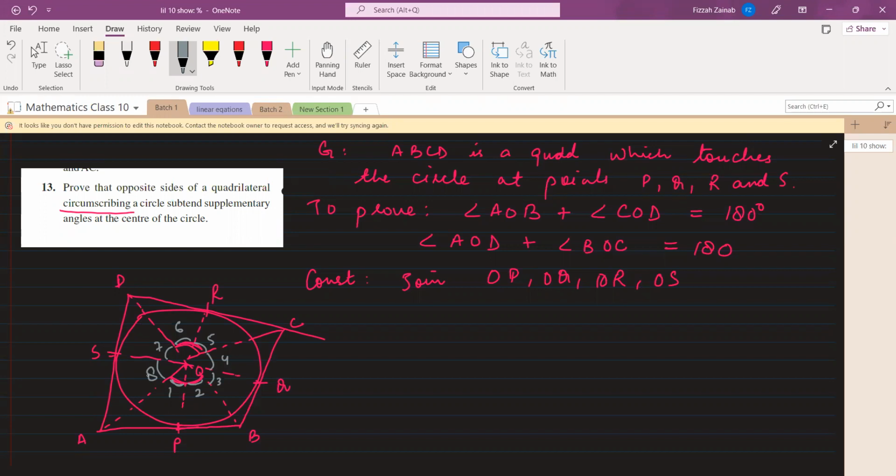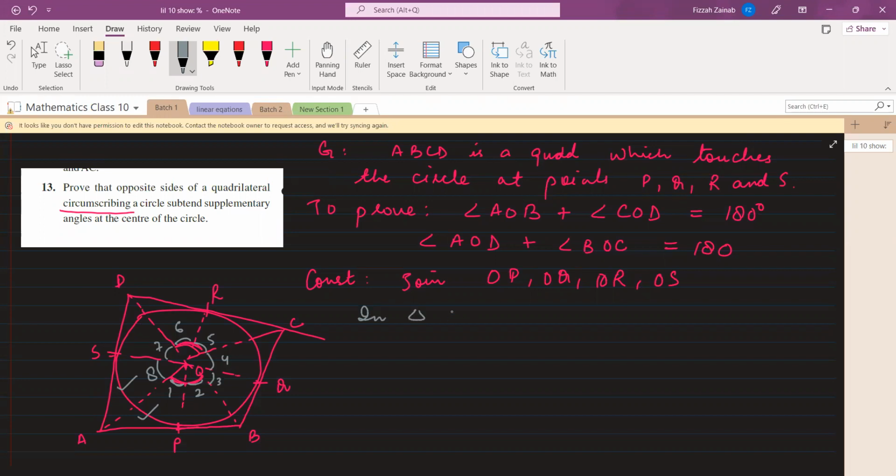Okay. Now, any two angles here, you can show equal. How? As you can see, there are so many triangles, right? For example, I take this triangle and I take this triangle. Now, if I show them congruent, so by CPCT, I can say angle 1 will be equal to angle 8. Is that okay? Yes, ma'am. Okay.